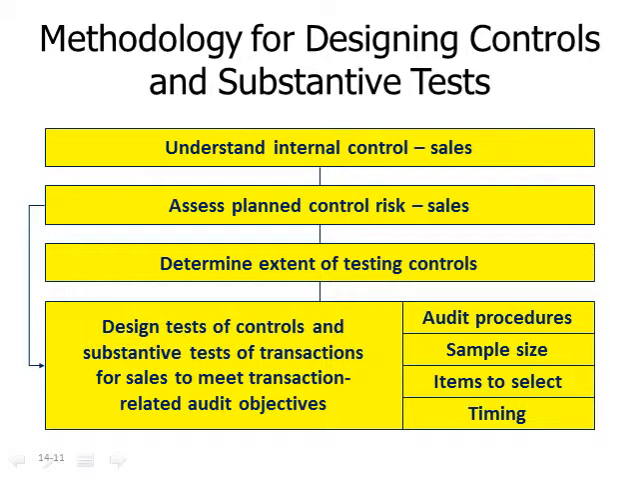So very similar to the other business cycles and functions that we looked at, the methodology for designing controls and substantive tests is to understand the internal control around sales, to assess the planned control risk around sales, and then using that to determine the extent of testing of these controls. And then based on the extent of testing that we determine, we'll design our test of controls and then the substantive test of transactions for sales to meet transaction-related audit objectives.